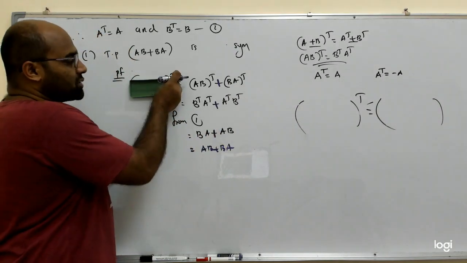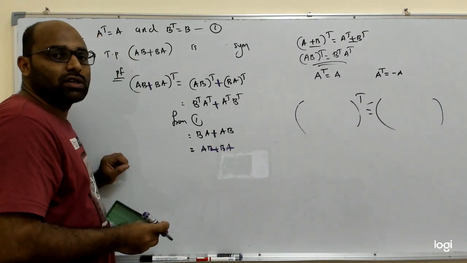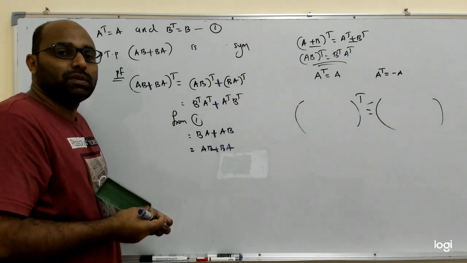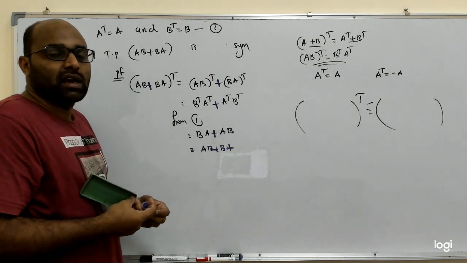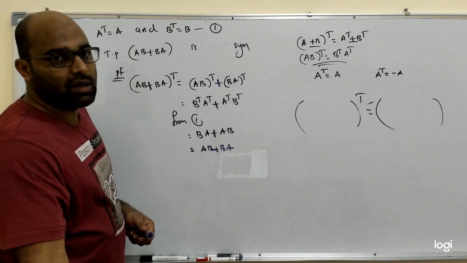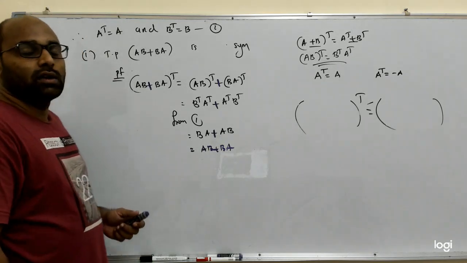So this transpose, what we got? Same thing we got. So what we can say? AB plus BA is symmetric, and AB minus BA is skew symmetric. Please pause the video and copy this one.